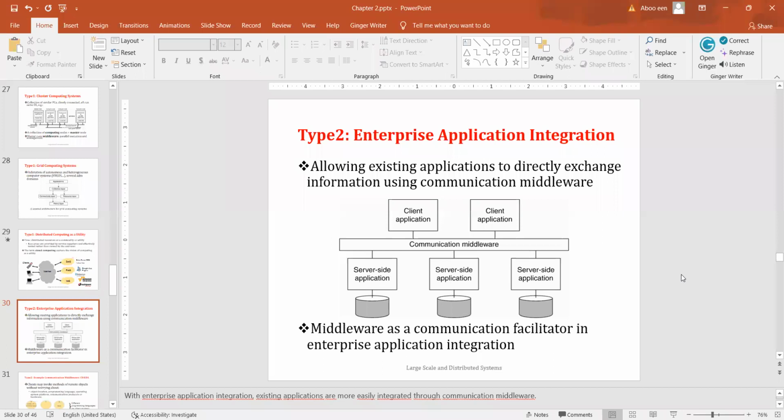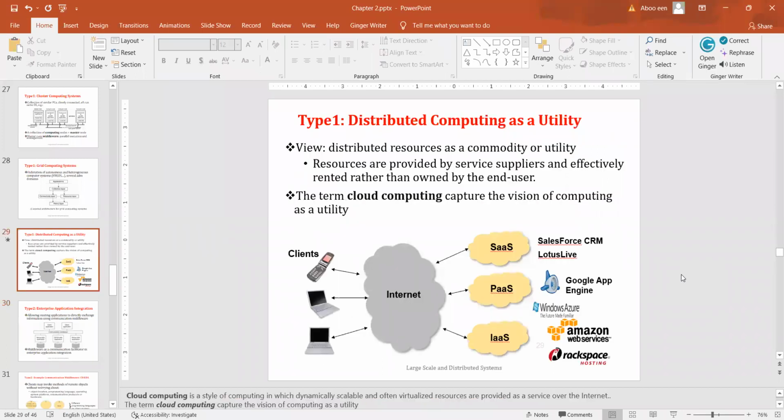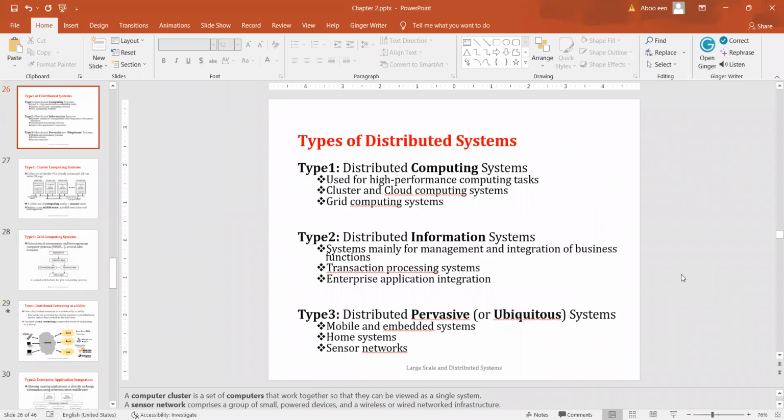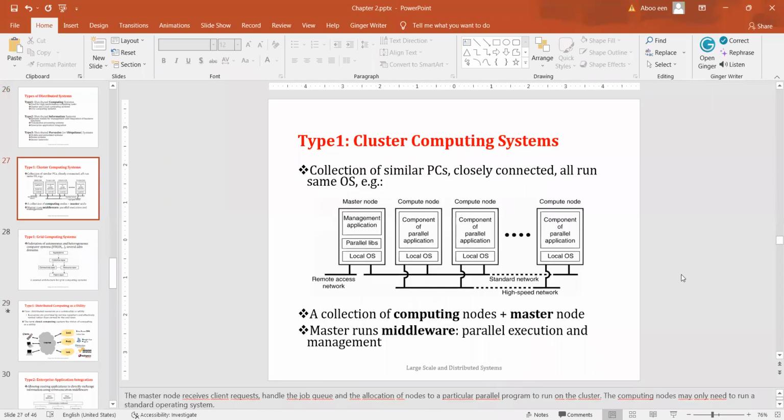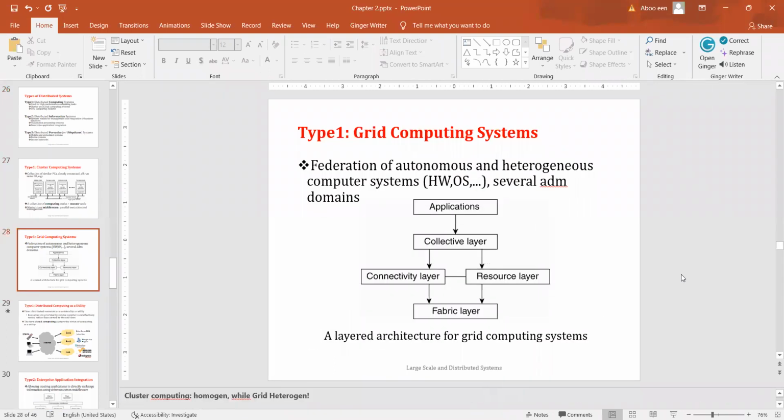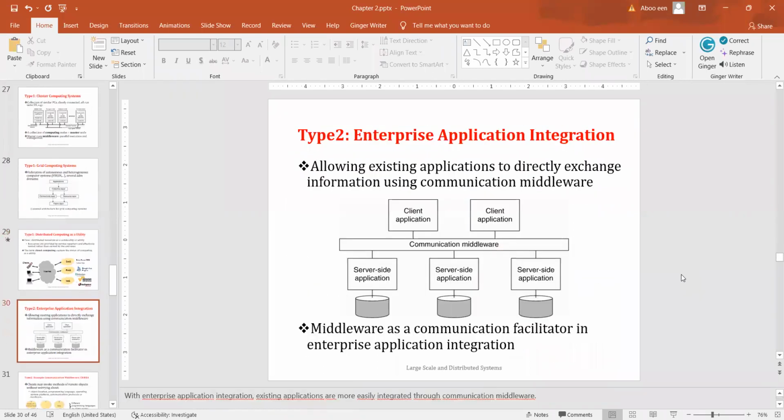So now we are going to move into the second type of distributed system. Type 2 is the distributed information system. Basically, these distributed information systems are serving enterprise level applications or enterprise systems, enterprise application integrations.